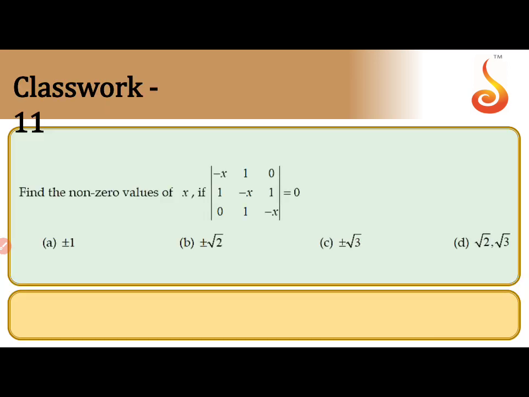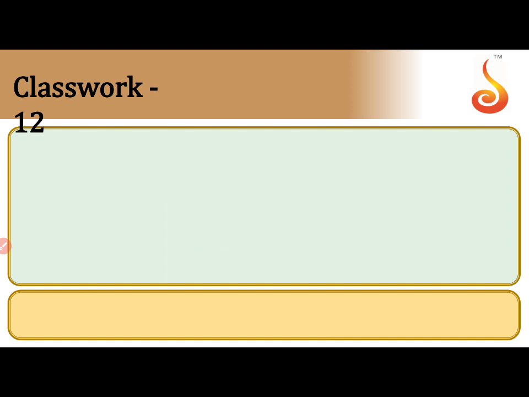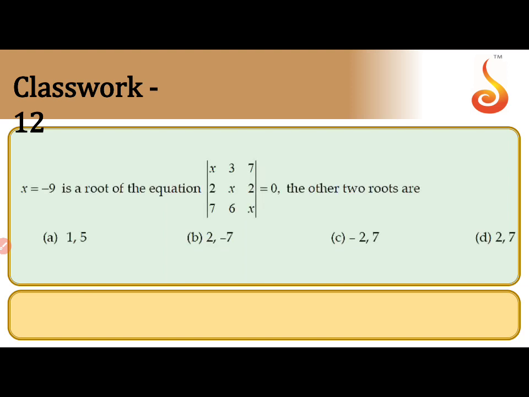The next question. Check the answer. Answer B is correct. So x equal to minus 9 is a root of the equation determinant x 3 7, 2 x 7, 2 7 6x equal 0. Then find the other roots of the equation. So here also you can observe the columns and rows. If you add columns, x plus 10 comes, then x plus 4 comes. So there is no common term obtained by adding the columns.